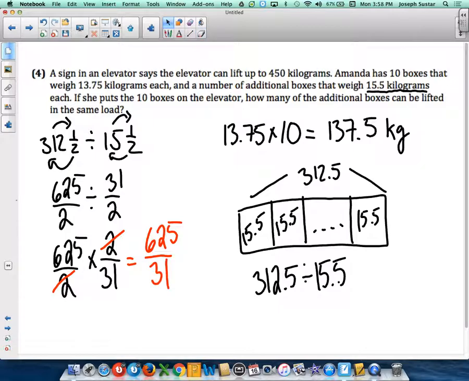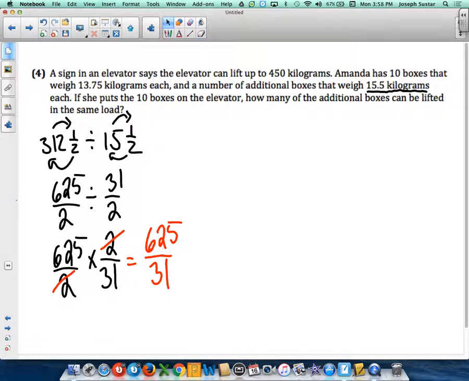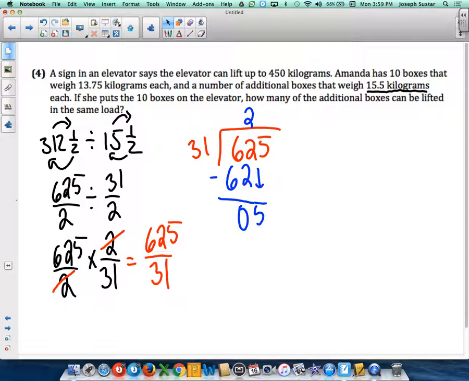which, when we're answering a word problem, is not how we would like to leave our answer. So we need to divide 625 by 31. 31 will go into, well, it can't go into 6, but it can go into 62 twice. 2 times 31 is 62. Subtract, we get 0. We bring down the 5. 31 can't go into 5. And because we have to put full boxes on, it doesn't really matter that we have a remainder here. We want to see this answer here, 20.